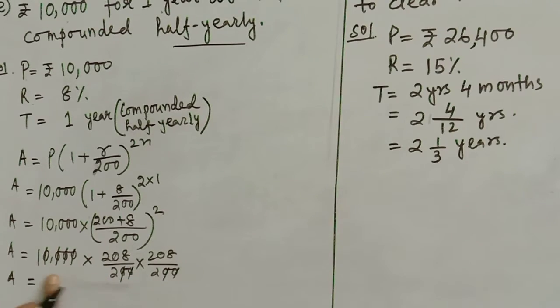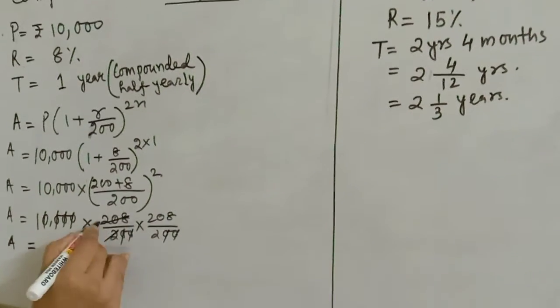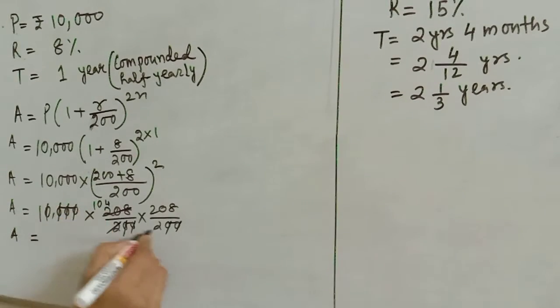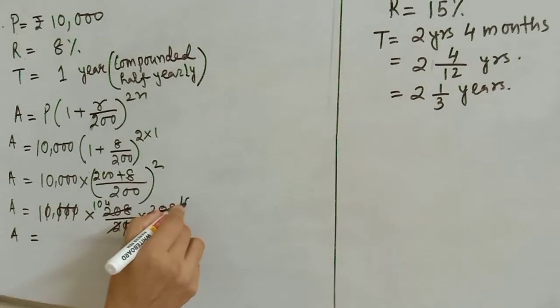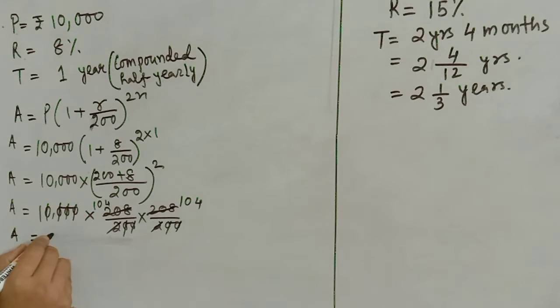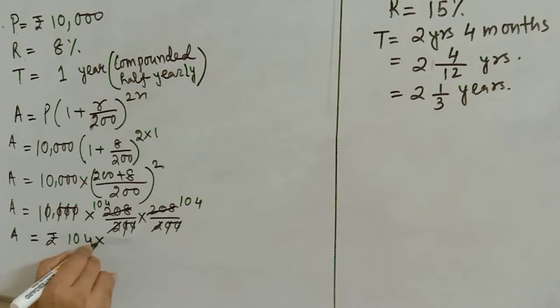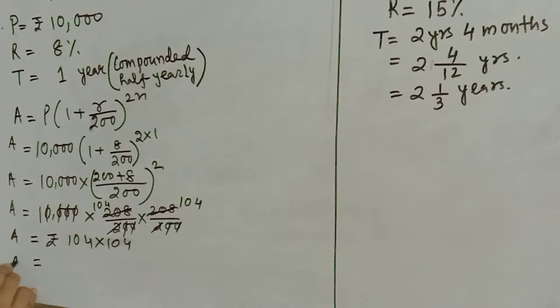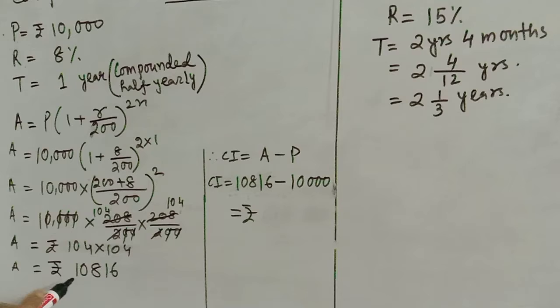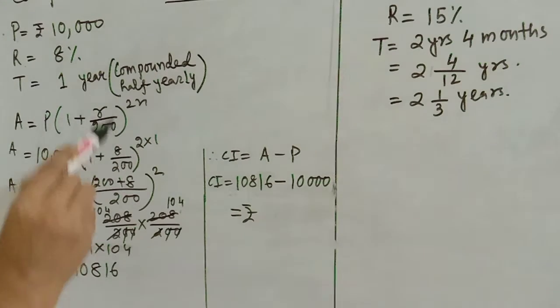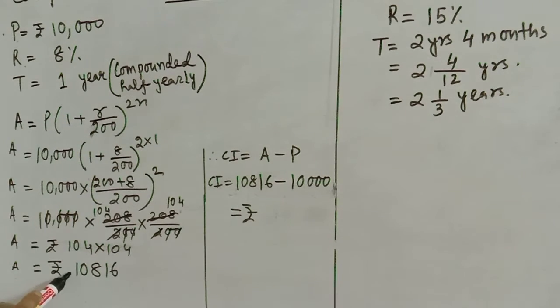Let's cancel it first. It is 104, and if you cancel it, you will get 104. You can multiply now, rupees 104 into 104. What result you will get? Now when we multiply 104 into 104, you will get 10,816. So this is the amount. You have to find the amount also, so it is amount, compound interest.